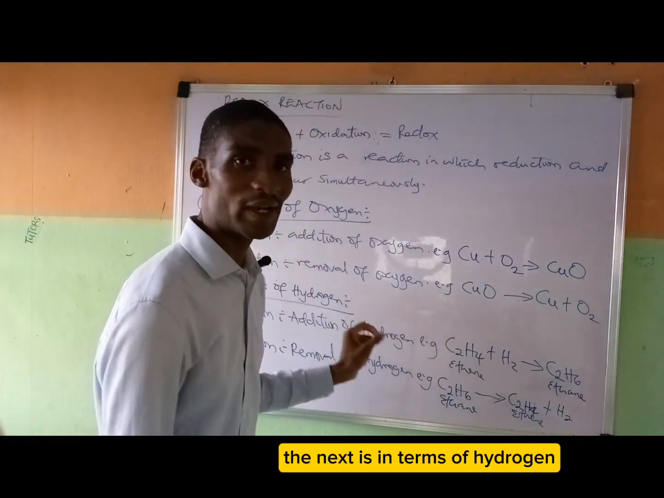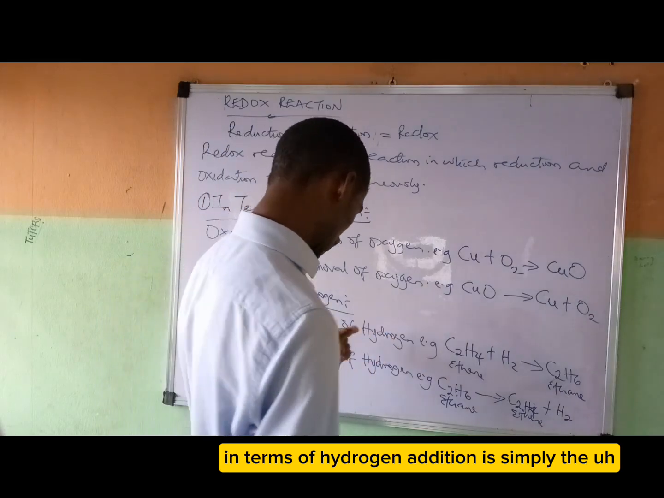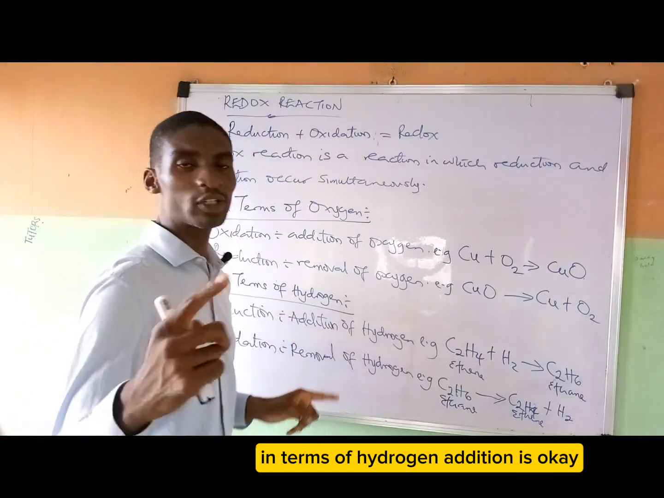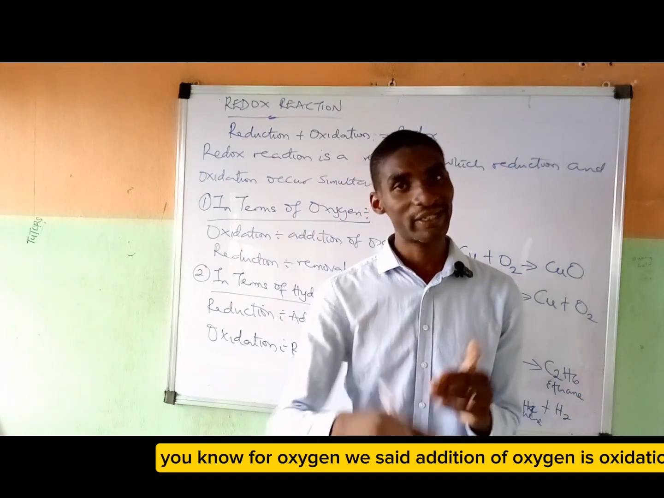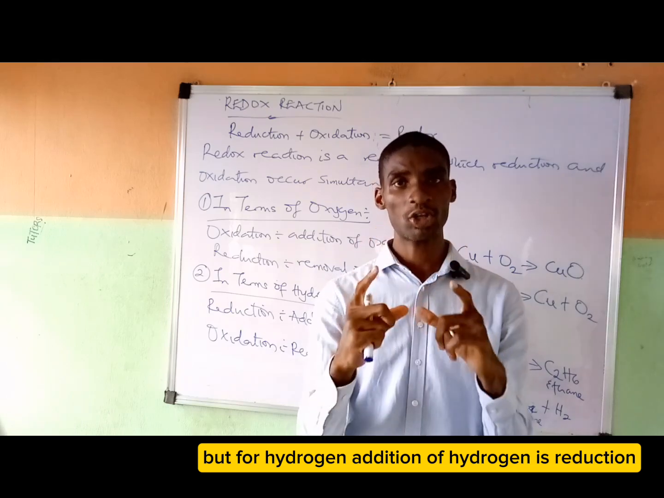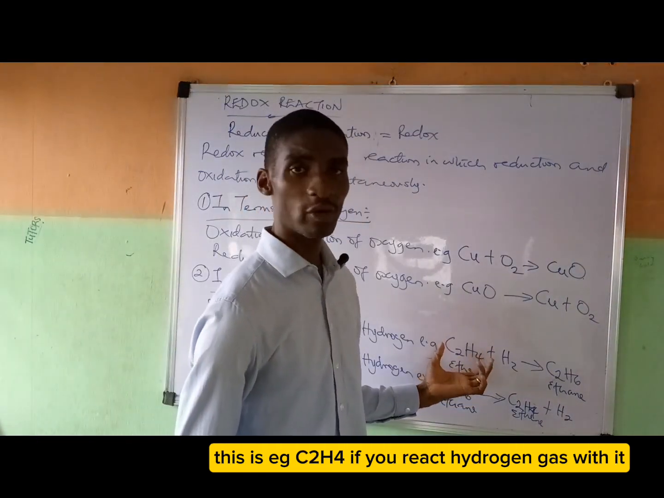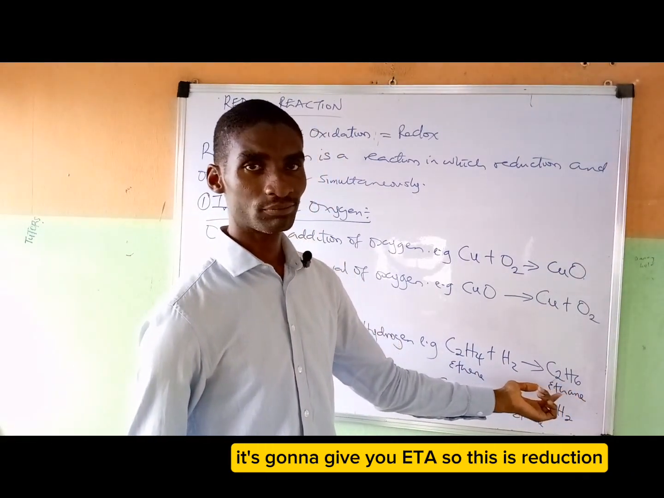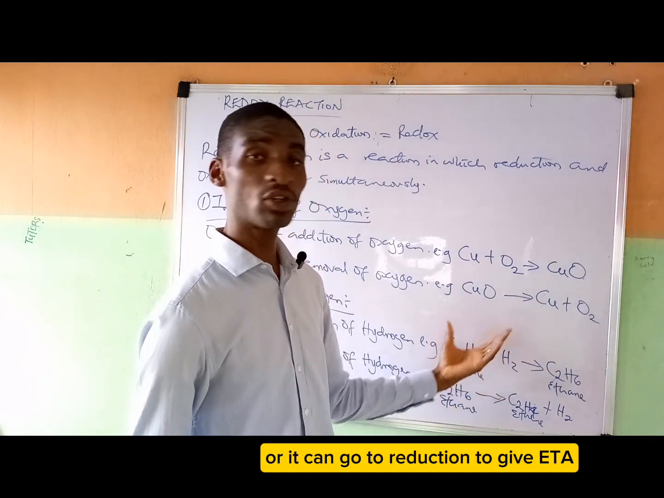The next is in terms of hydrogen. What applies to hydrogen is the reverse of what applies to oxygen. For oxygen, we said addition of oxygen is oxidation, but for hydrogen, addition of hydrogen is reduction. So reduction is the addition of hydrogen. For example, this is ethene, C2H4. If you react hydrogen gas with it, it's going to give you ethane. So this is reduction.